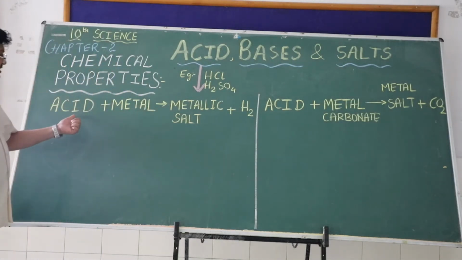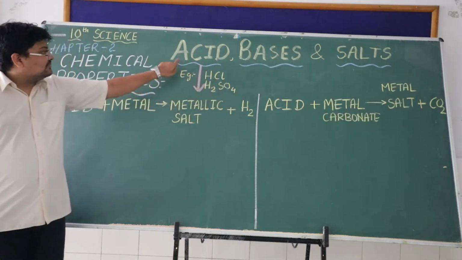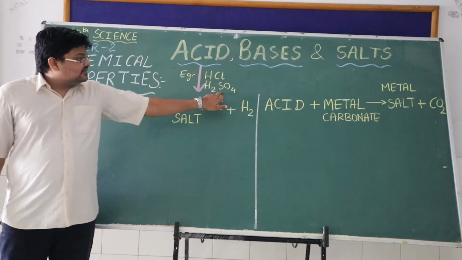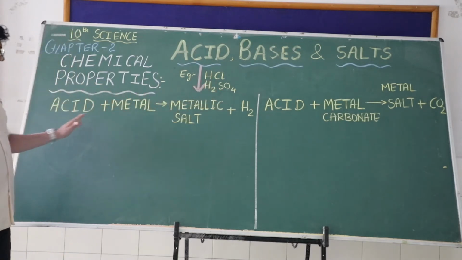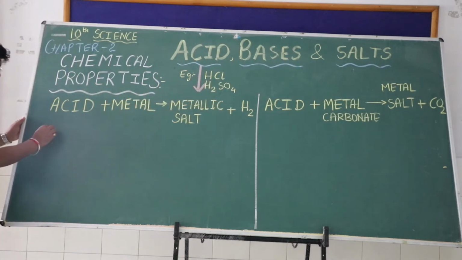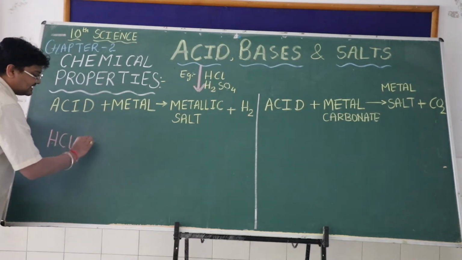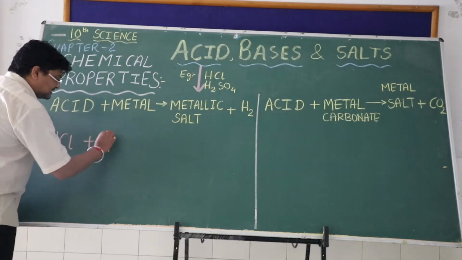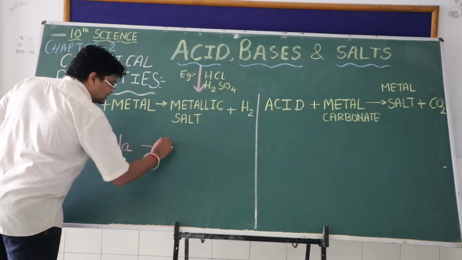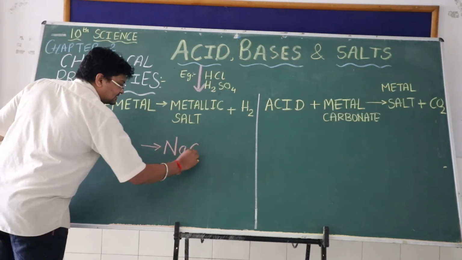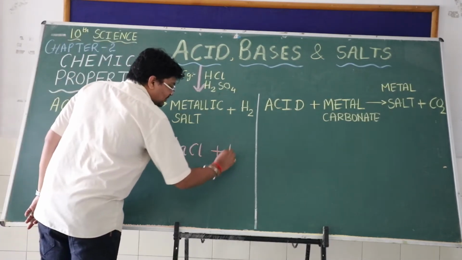So, if I take an example of acid, I have given the examples in my previous video: HCl, H2SO4. These are the examples of acid, hydrochloric acid, sulfuric acid, that we are going to react with any metal. So, for example, I take hydrochloric acid, HCl. When HCl reacts with any metal, for example, sodium. Sodium is a metal. So when it reacts, it forms metallic salt. As we know, NaCl is a metallic salt, sodium chloride, and with that hydrogen gas should be evolved.